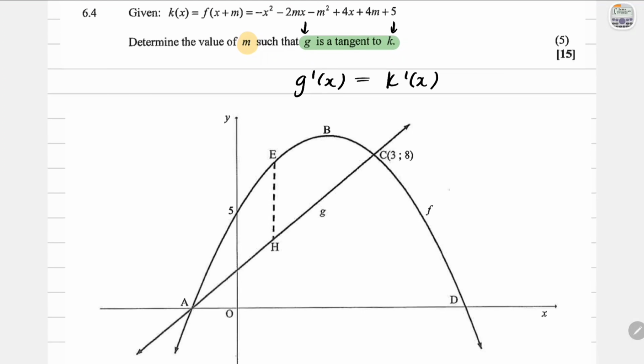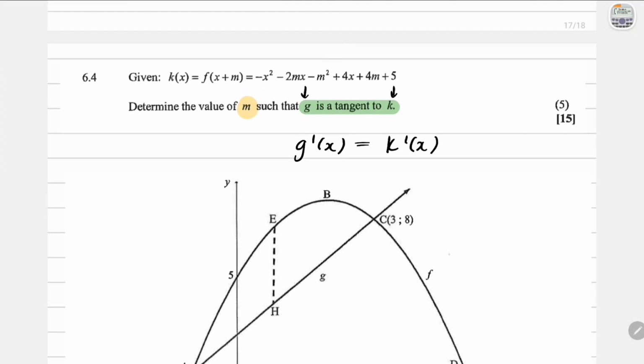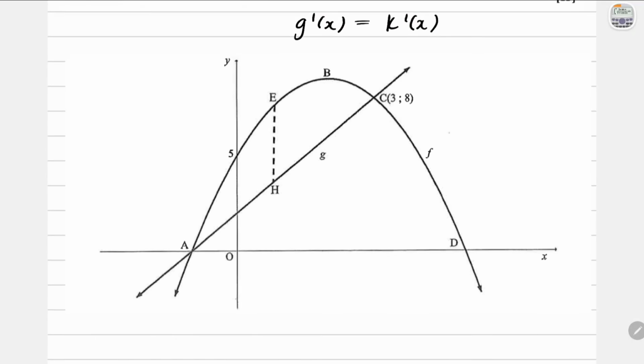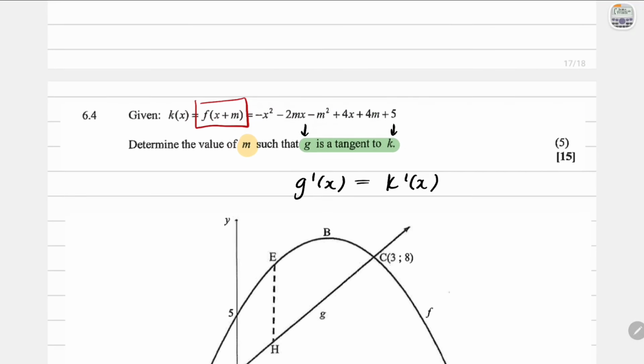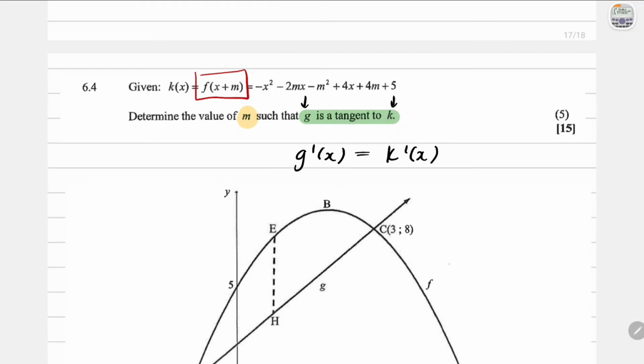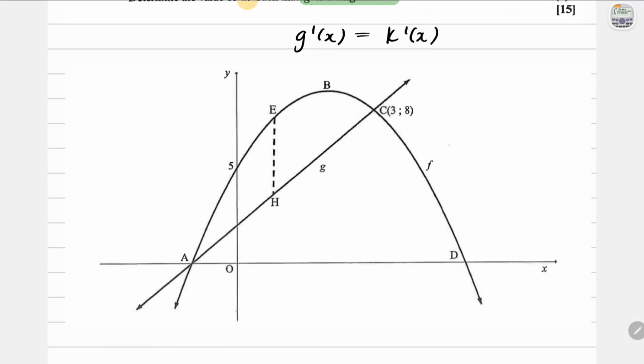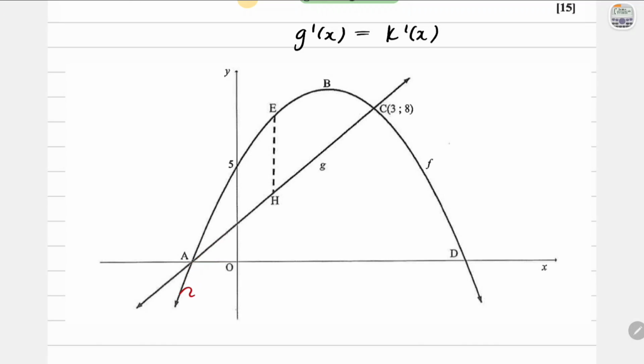Currently, the graph that we have is f. And they told you how this graph of k gets formed. K gets formed by taking f and translating it. So we either shift it to the left or shift it to the right somehow. And then when it gets shifted, g becomes a tangent to that graph. So I'm going to draw the outline of this graph just so that we can control it more and see where it goes. Okay, so that's what we have there.